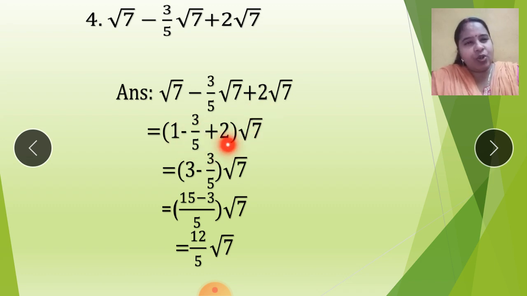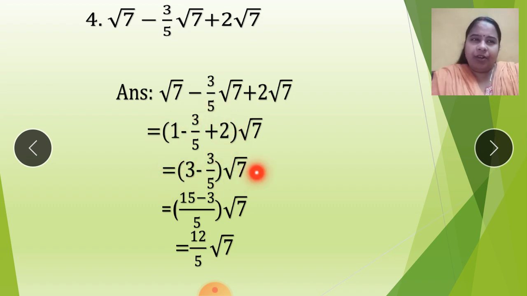I hope you understood how we got this step. We are taking root 7 common. Inside the bracket, since here nothing is there, 1 we will write. This is minus 3 upon 5 and this is 2. After this, add the whole numbers. 2 plus 1, 3. Minus 3 upon 5 and then root 7.